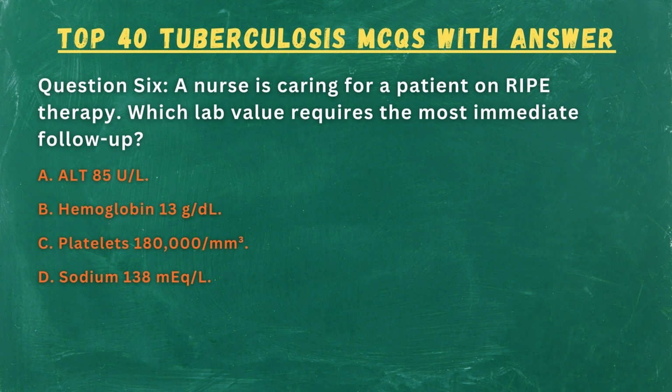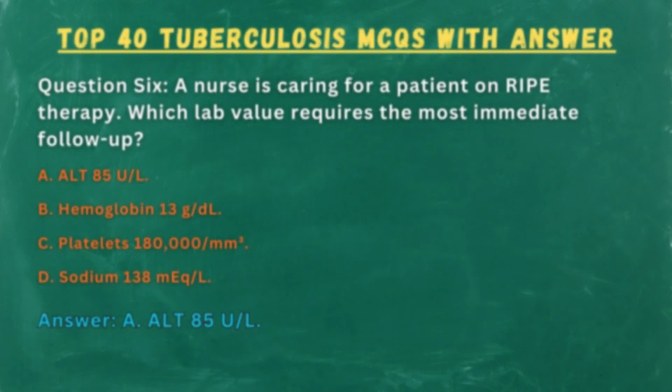Question 6. A nurse is caring for a patient on RIPE therapy. Which lab value requires the most immediate follow-up? A. ALT 85 U/L. B. Hemoglobin 13 g/dL. C. Platelets 180,000/mm³. D. Sodium 138 mEq/L. Answer. A. ALT 85 U/L.